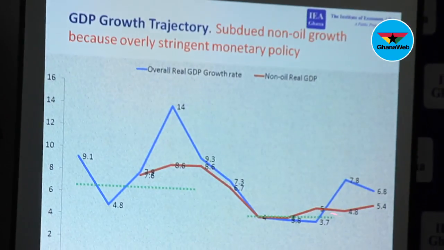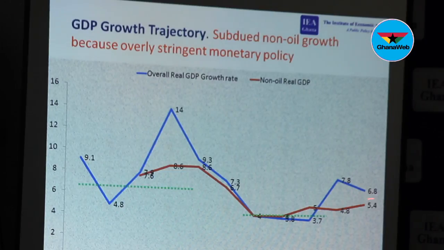Okay? So what is the knock-on effect to all this? You will clearly see that ever since the inflation target in 2007, and I want to state this, with the exception of 2008, where we recorded economic growth of 8.1, since then, if not for oil, economic growth has been flat. That is non-oil growth. Non-oil growth is the red one. The blue one is the oil growth. So the non-oil growth has not averaged 4.5% over the period.